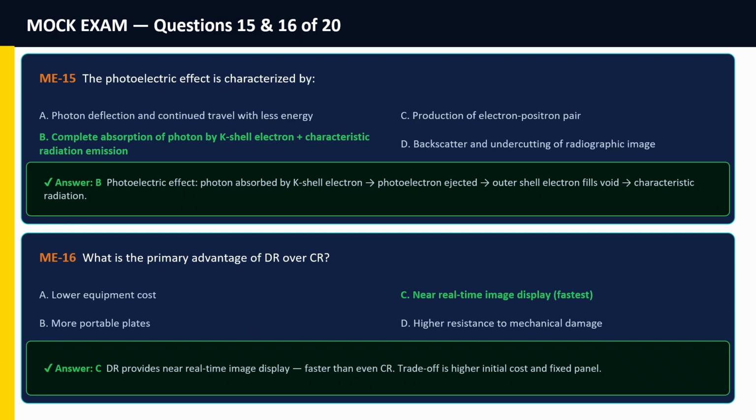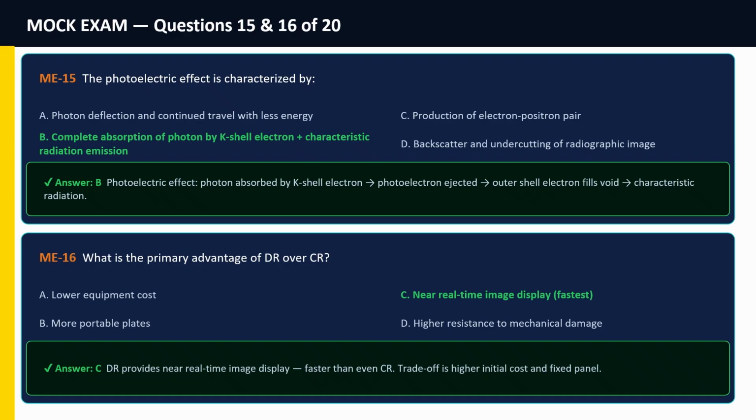Question 15 tests the photoelectric effect. The key feature is complete absorption of the incident photon. A K-shell electron is ejected, creating a vacancy, and an outer shell electron can then move inward and emit characteristic radiation. That is the physical sequence you should visualize.